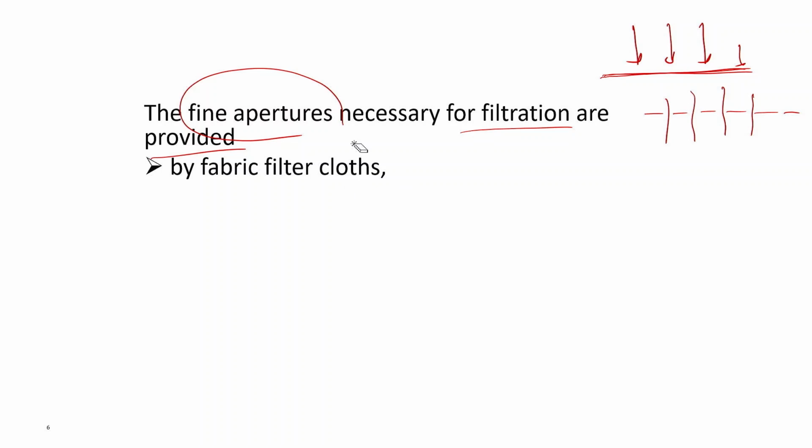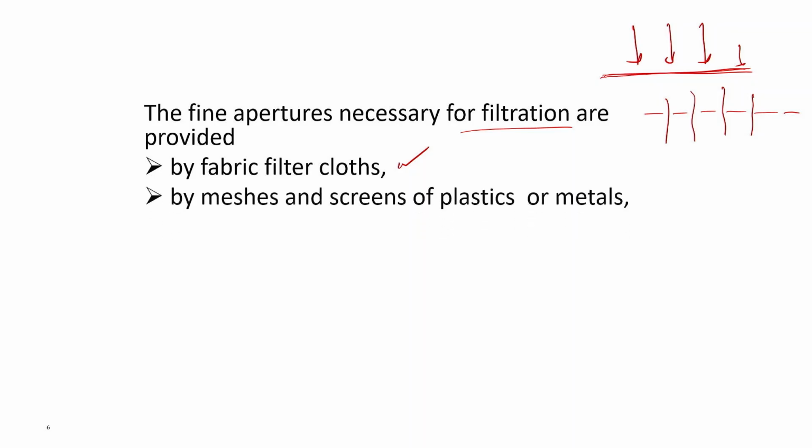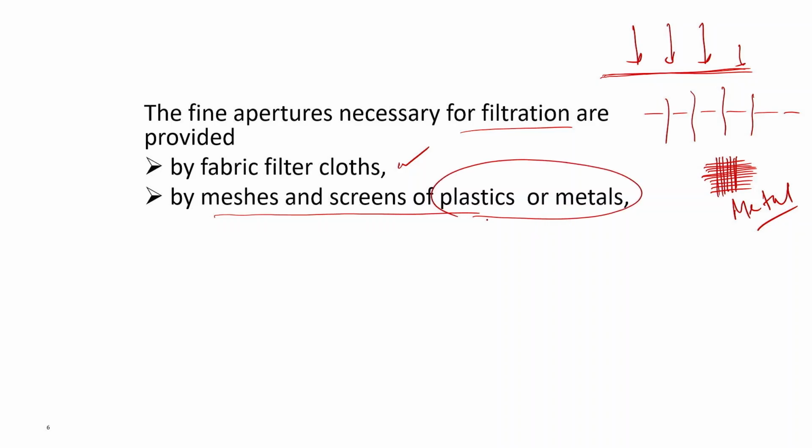So, these apertures can be provided by cloth filter fabric, by mesh or screens of plastic or metal, like nylon filament mesh. For liquid filtration we use nylon mesh or metal mesh; they are very commonly used.